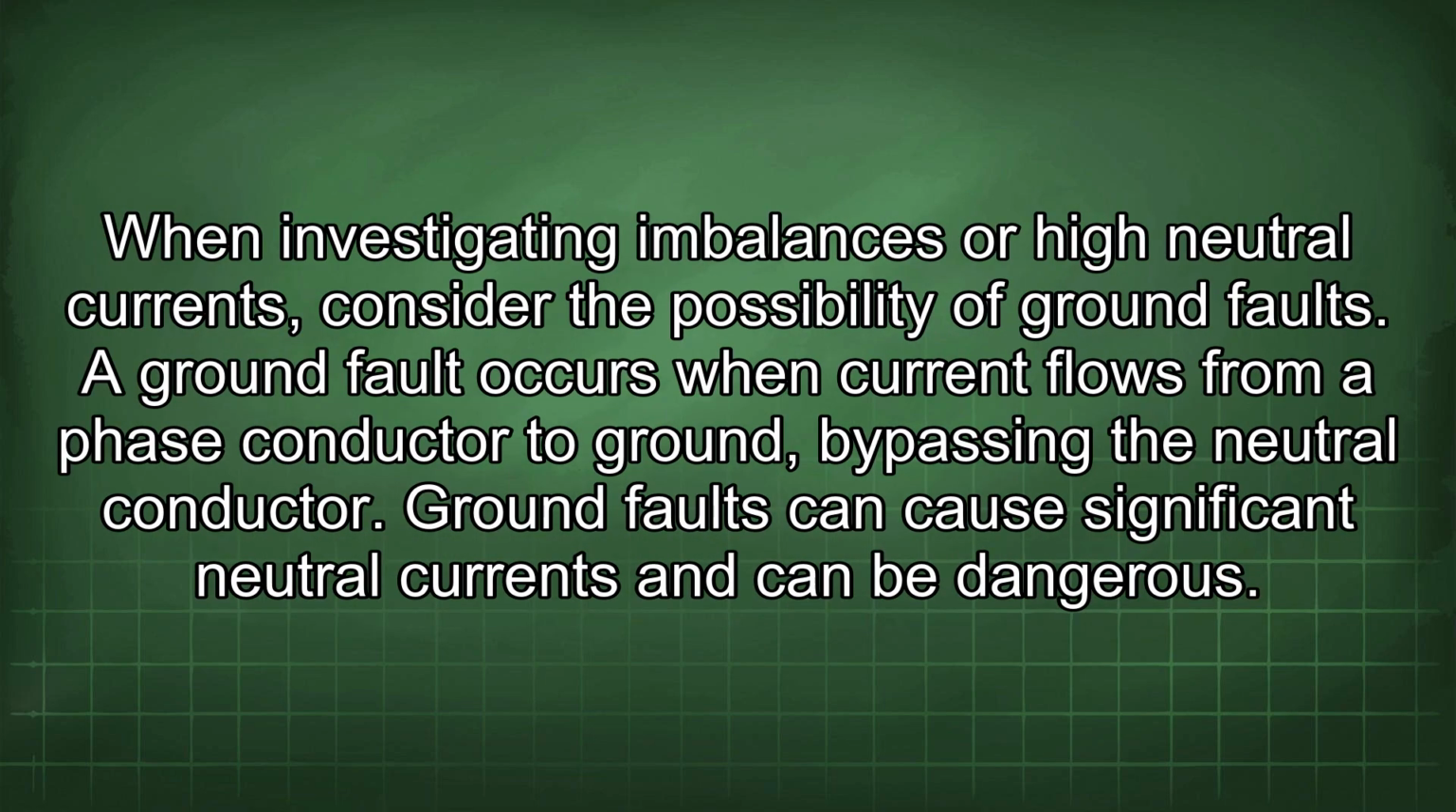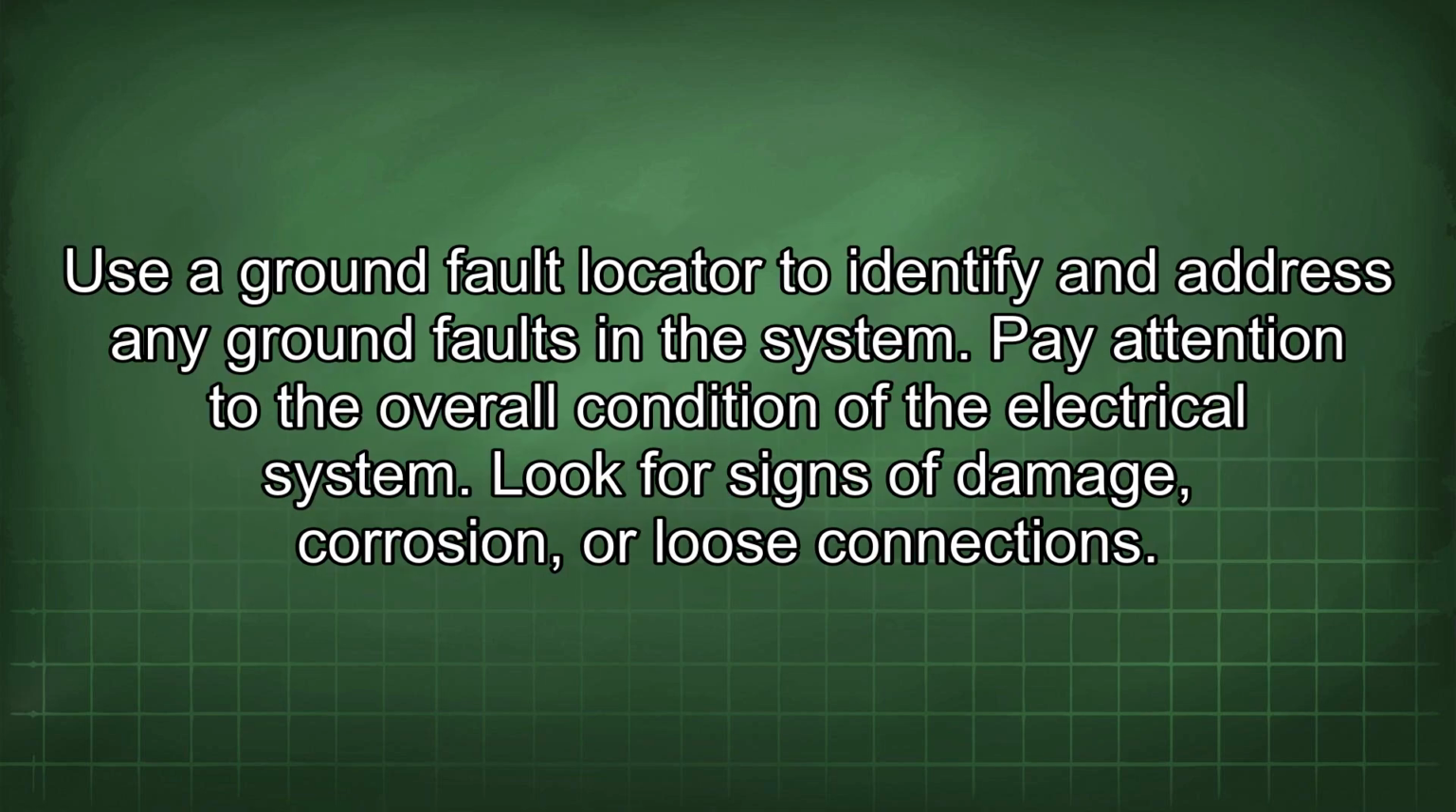When investigating imbalances or high neutral currents, consider the possibility of ground faults. A ground fault occurs when current flows from a phase conductor to ground, bypassing the neutral conductor. Ground faults can cause significant neutral currents and can be dangerous. Use a ground fault locator to identify and address any ground faults in the system.